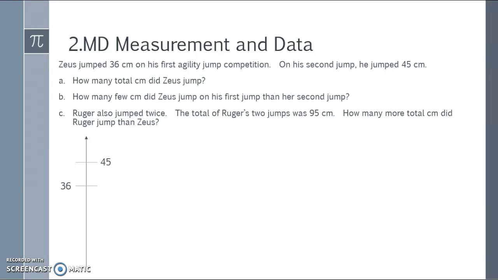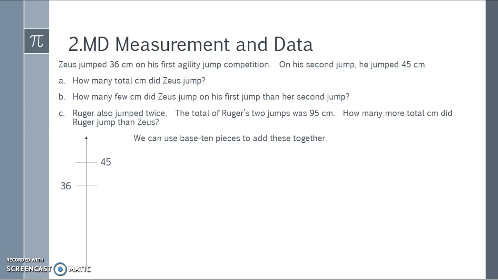So we know that when we jump, thinking of a dog, I assume, a dog would jump up. So that's why I have my line going upward. His first jump was 36 centimeters, and his second jump was 45 centimeters. So we need to determine how many total centimeters that Zeus jumped.